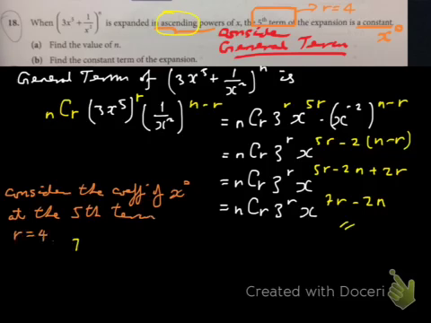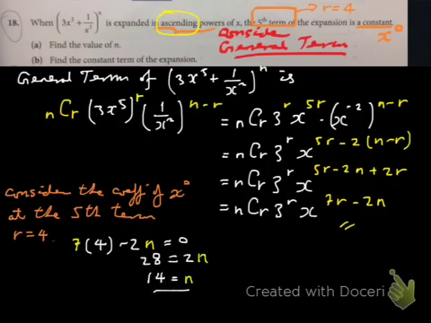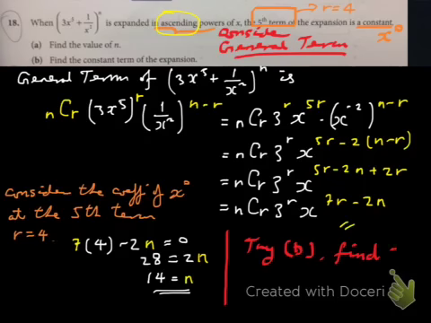So we put r equal to 4 in the power of x, and that power should be equal to 0 because I will end up with a constant term. So here, I find n is 14. So I hope this is going to help you to do B. So please try and finish off B.